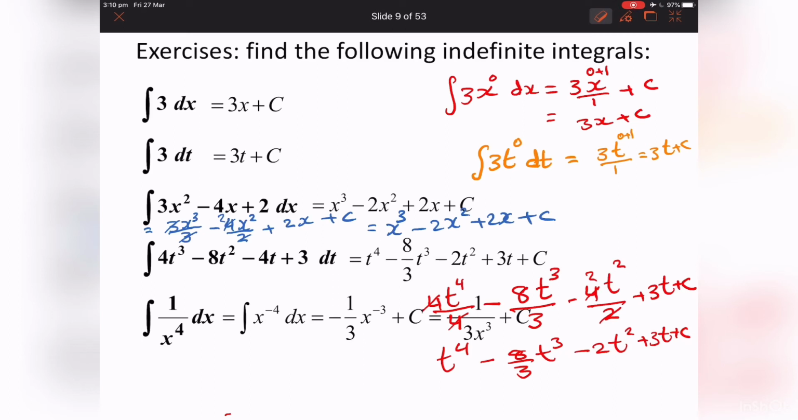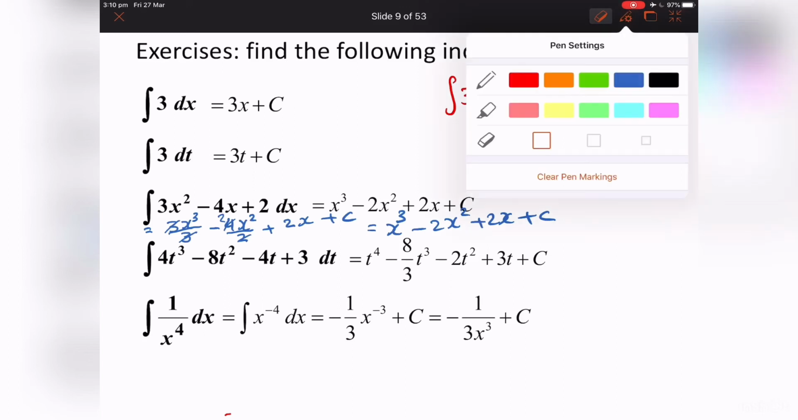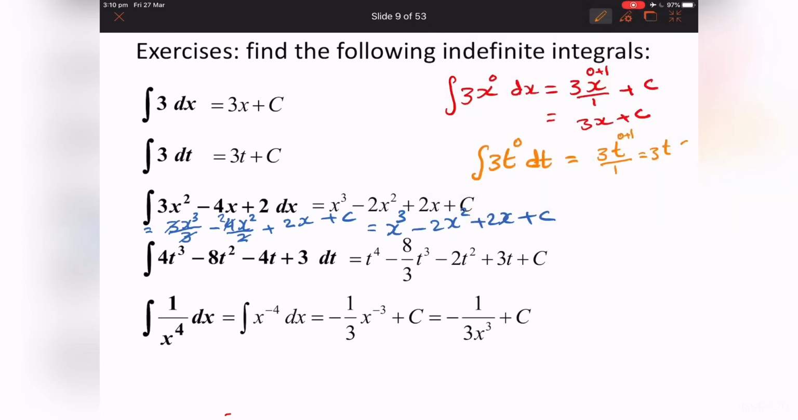Right, so as we can see here, we have x to the power minus 4 dx. Then when we add 1 to the power, minus 4 plus 1 is minus 3. So x to the power minus 3 divided by minus 3, plus c, which is the constant of the integration.